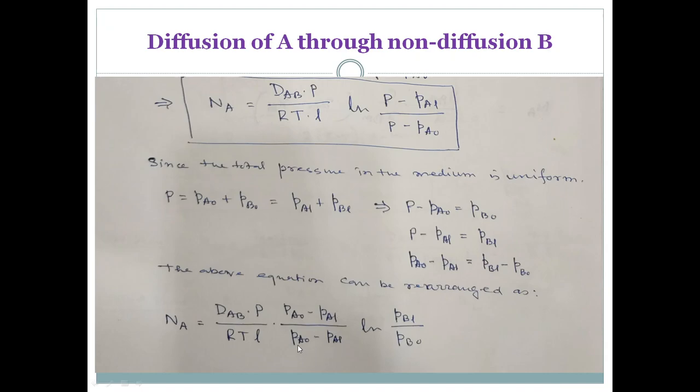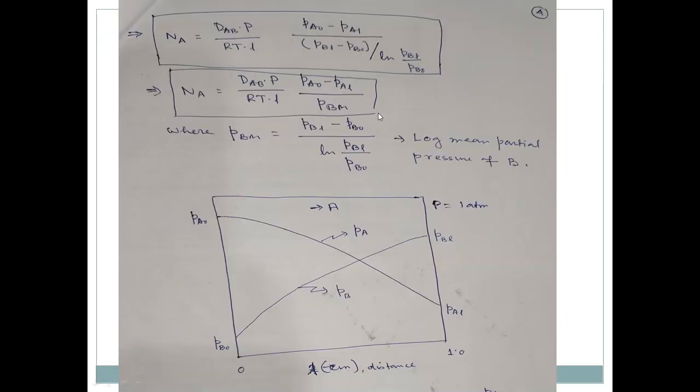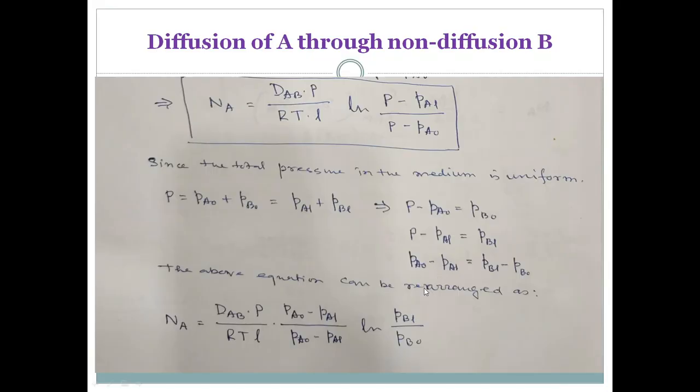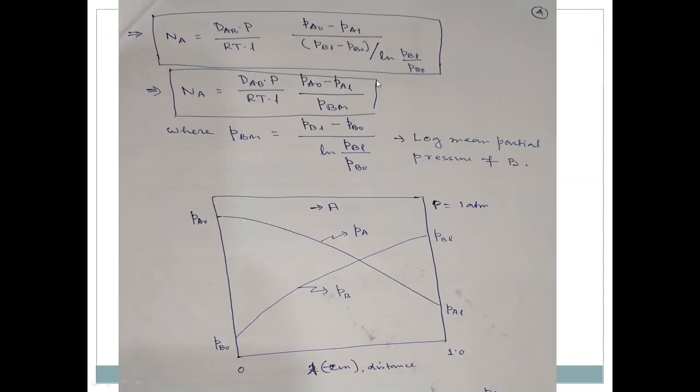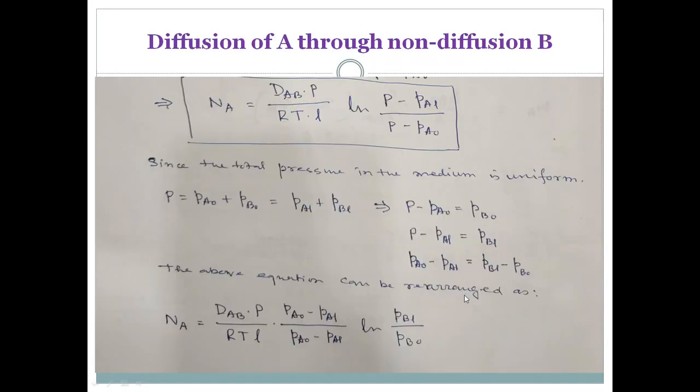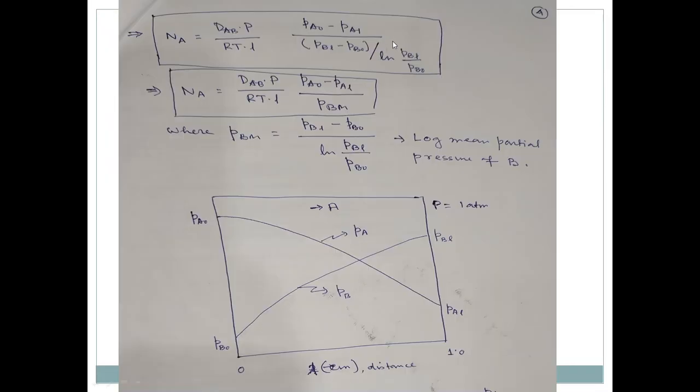and now if you see PA, here this part I am keeping. Now PA0 minus PAL, I can write as PBL minus PB0. So I am writing PBL minus PB0 instead of PA0 minus PAL. And this term I am keeping down. So now what is this?